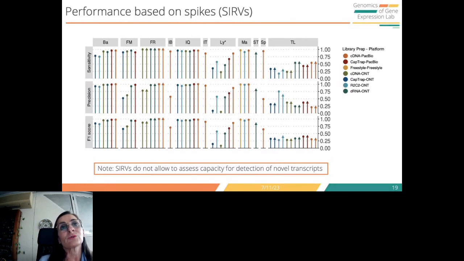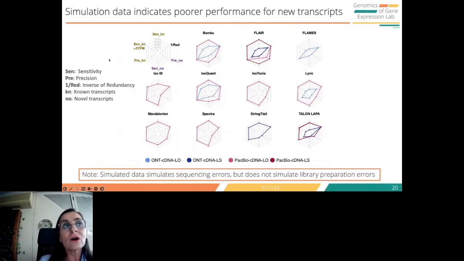However, the SIRVs were spike-ins that were known to the submitters, so they can use the reference annotation to guide these results. So we are now assessing the ability to detect novel transcripts. For that, we used simulated data, in which we simulated both known transcripts, coming from the reference, but also we generated a number of novel transcripts. And then we evaluated how well the tools were detecting on these artificial data.